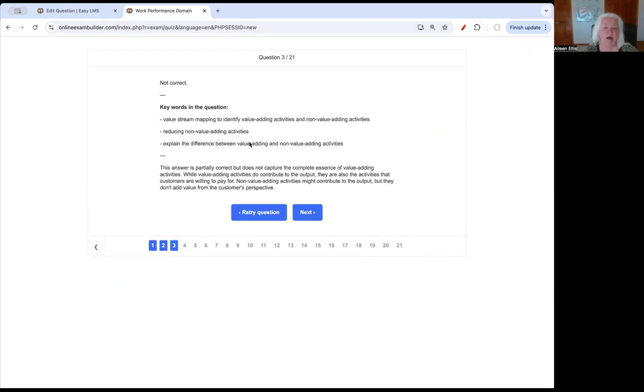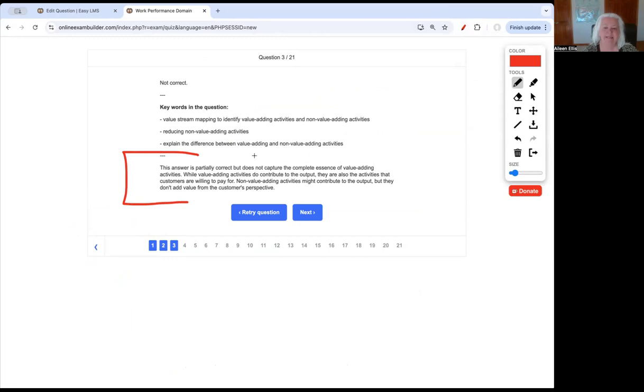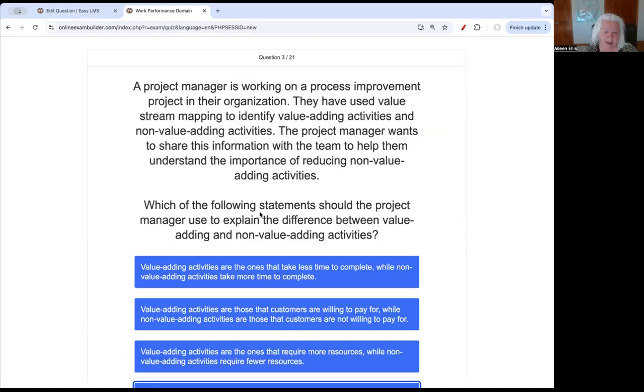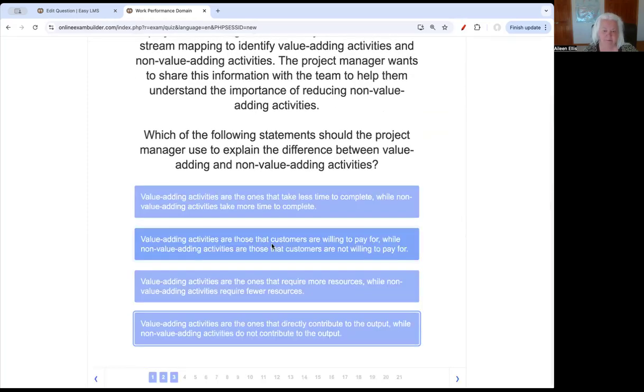So D is wrong, okay? And here I explain why this answer is wrong. Because it's partially correct, but it doesn't capture the complete essence. Pause the video if you want to read more here, but let's go back. The right answer is B.